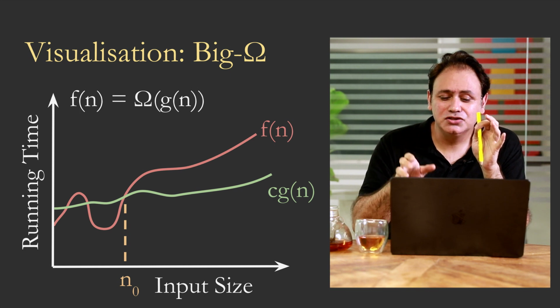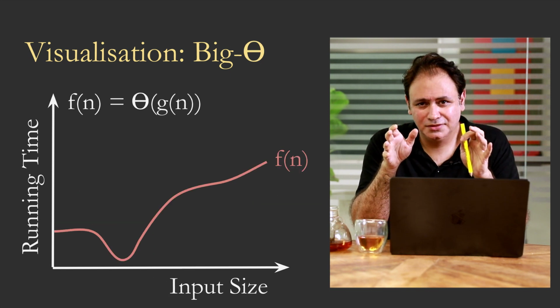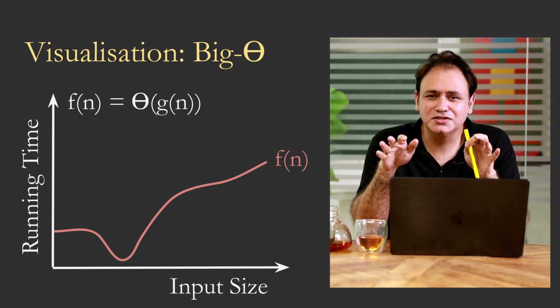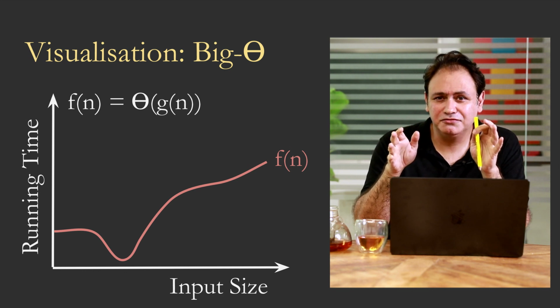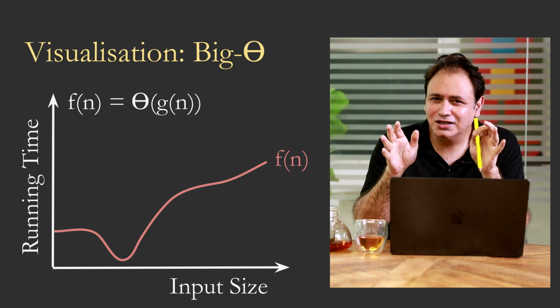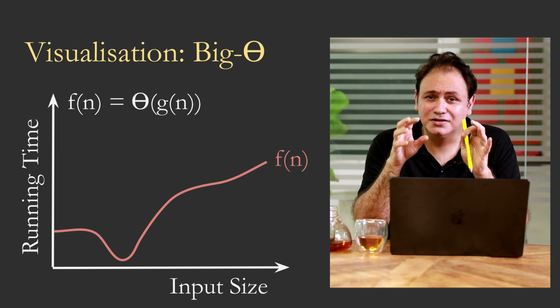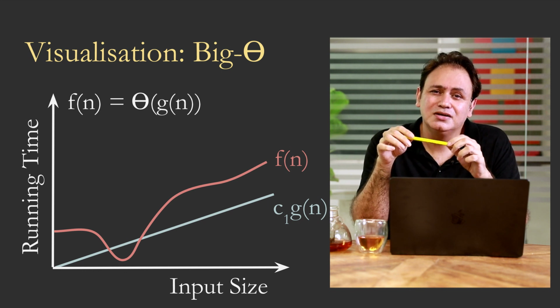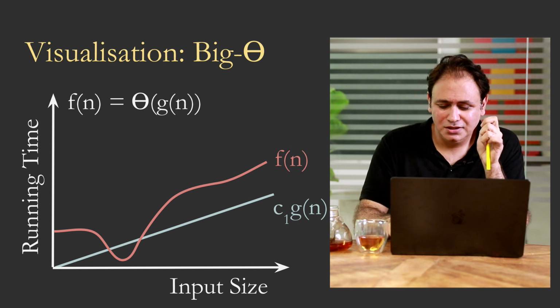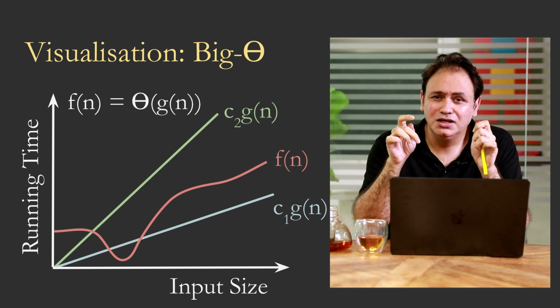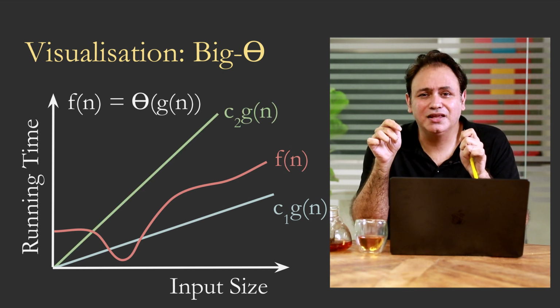And now shifting gears to big theta. Again, runtime versus the input size, and we have a function f of n. But now things change a little bit. We have a function c1 times g of n. c1 is a constant. And then we have another function, c2 times g of n.